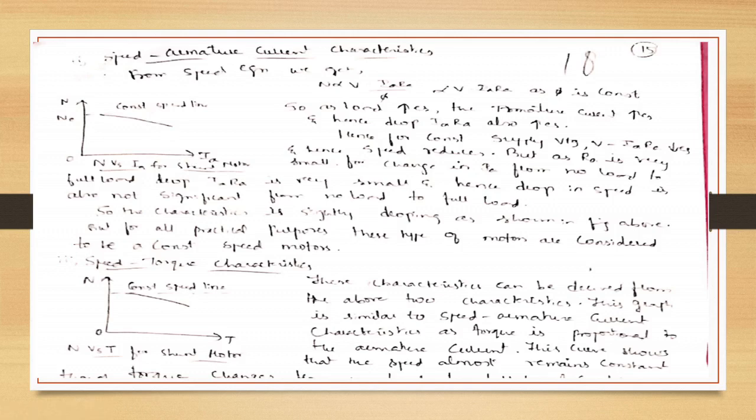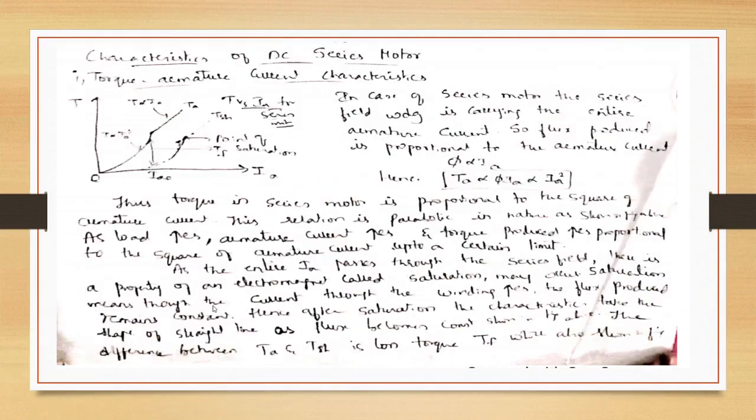Third is speed torque characteristics. This is similar to the speed armature current characteristics because torque is proportional to the armature current. So similar to speed versus Ia, we are getting the speed torque characteristics, that is a constant speed line we have to get, but practically we are getting a little bit of dropping.